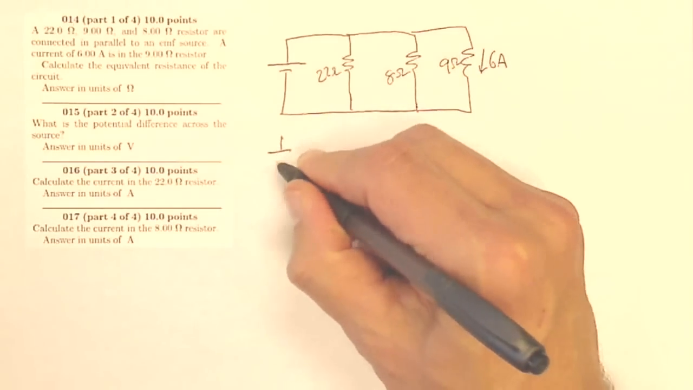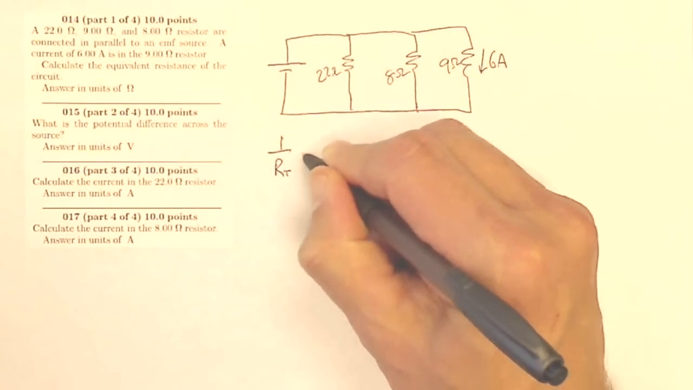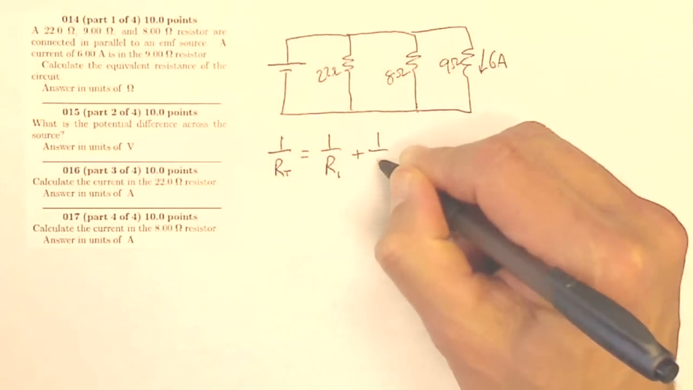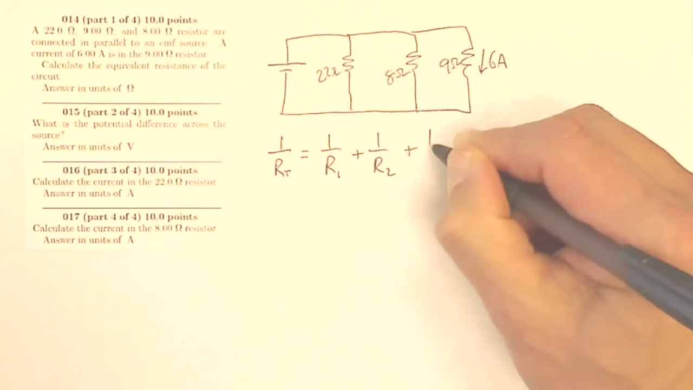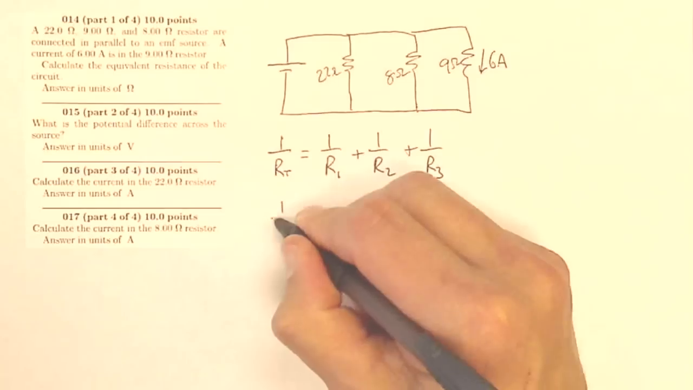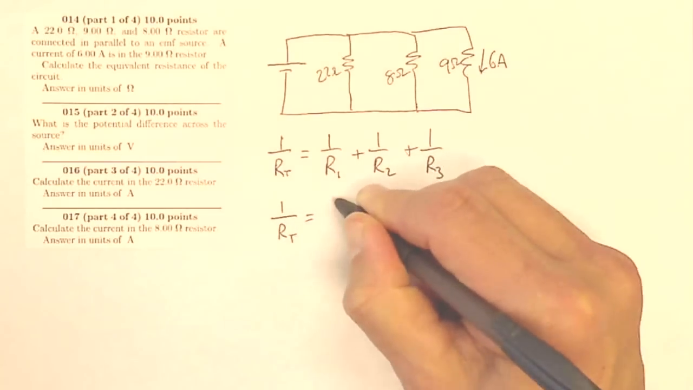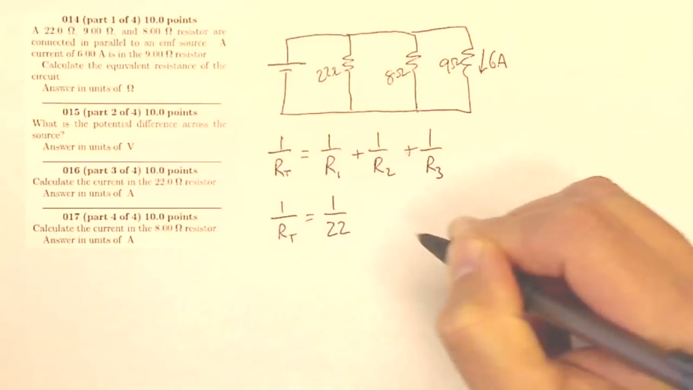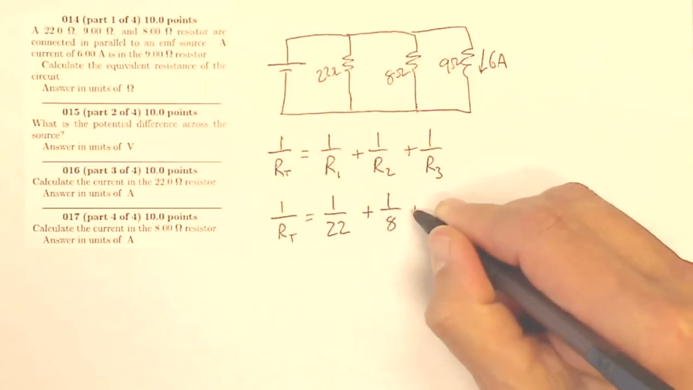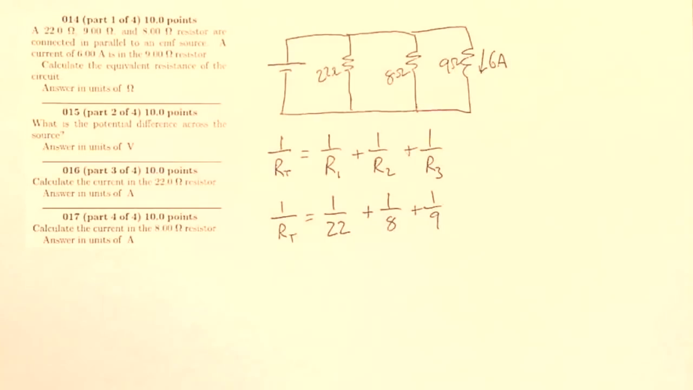So I know that 1 over my total resistance is going to equal 1 over the first resistor plus 1 over the second resistor plus 1 over the third resistor. So this is 1 over our total equals 1 over 22 plus 1 over 8 plus 1 over 9.